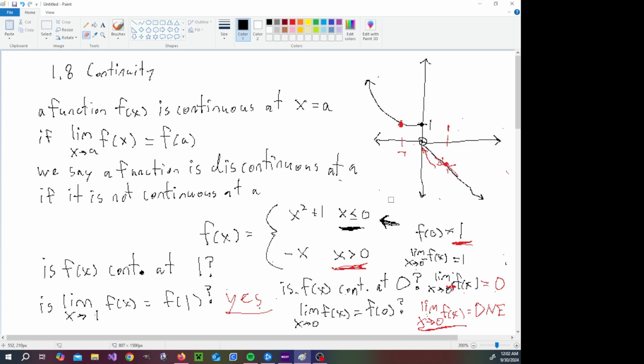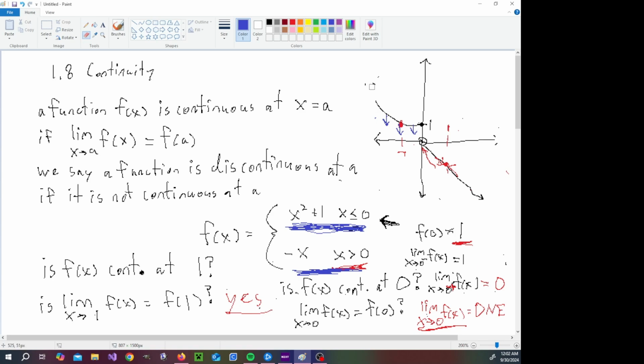How could I change this to make my function continuous is a totally different question, but I need this left part here, where my function is to the left of 0, to match where I am to the right of 0. So I have two options. Maybe I say, okay, well, let's bring this line up, or I bring the parabola down instead. Either one of those changes could make the function continuous, but they would need to match.